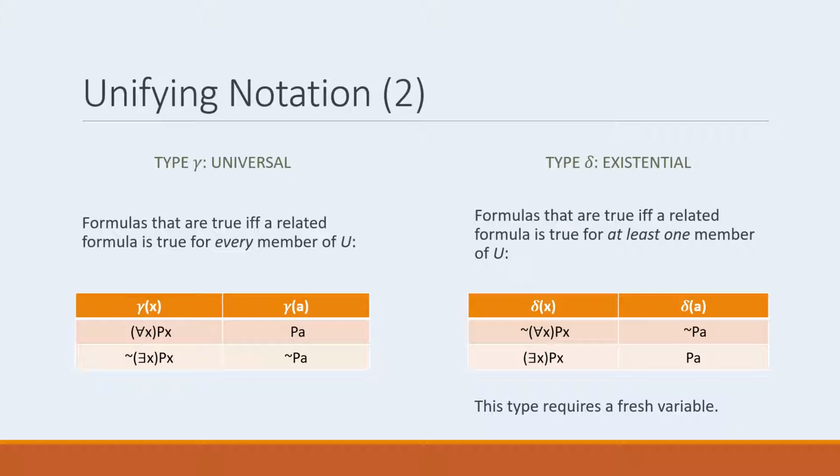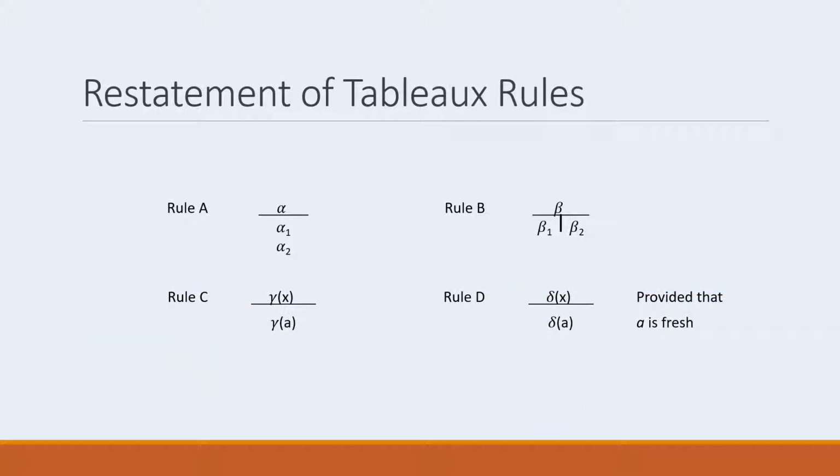So you'll note that these related statements are either the immediate subformula or the negation of a subformula. With that categorization, we can now restate our Tableau construction rules, bringing them from 6 two-part rules down to 4 one-part rules. We have rule A to deal with alpha statements.